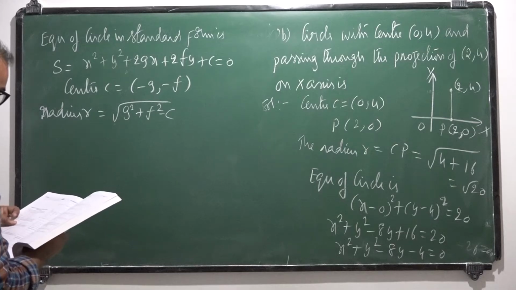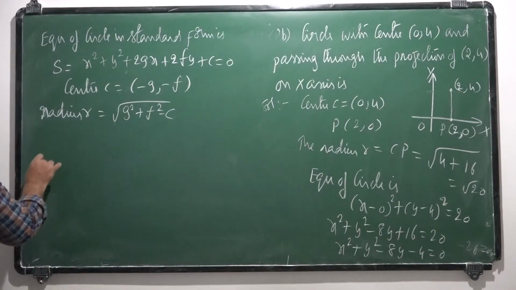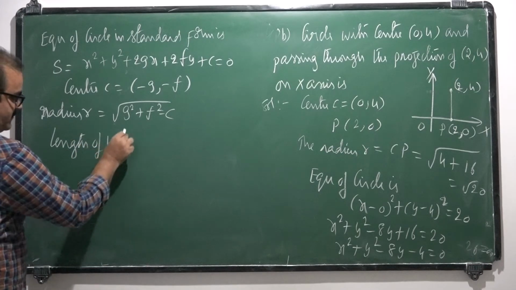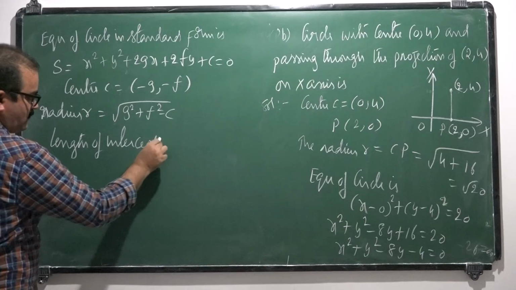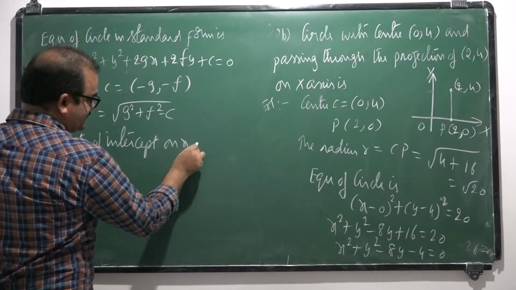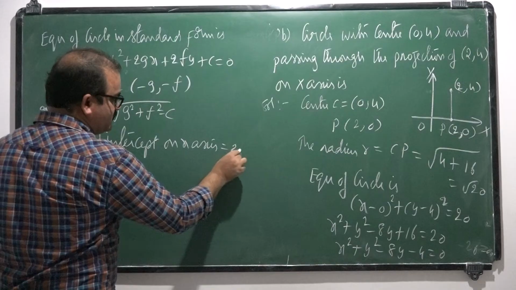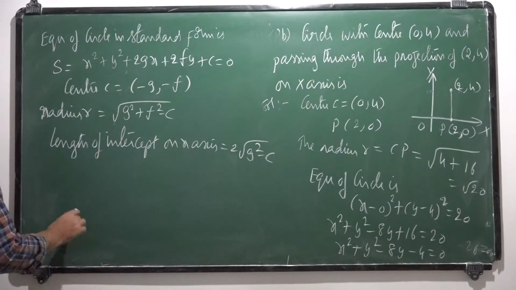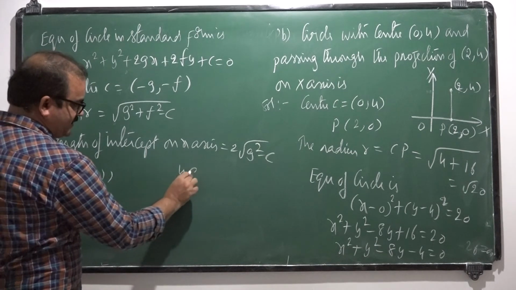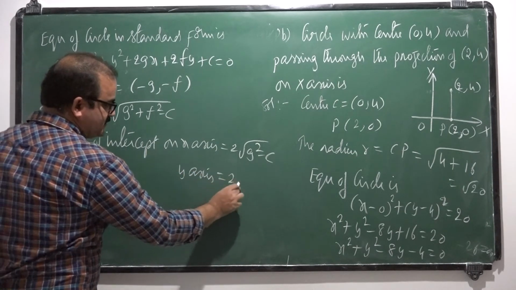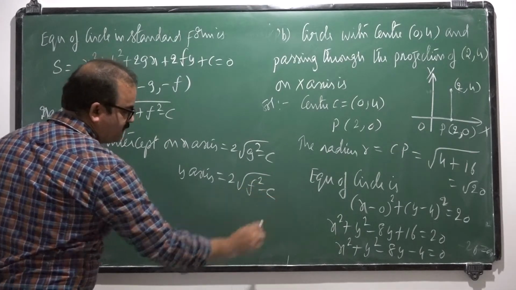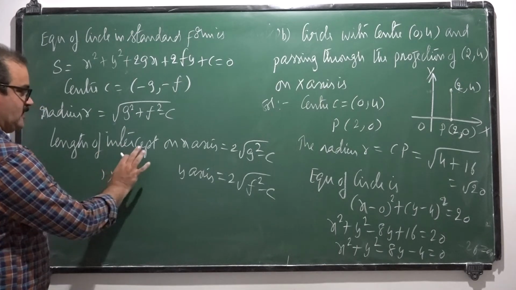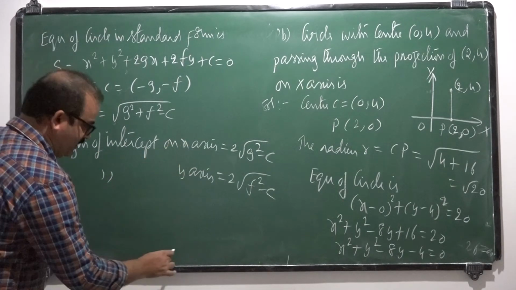And the length of the intercept on the x-axis is equal to 2 into root of g² - c. Similarly, the length of the intercept on the y-axis is equal to 2 into root of f² - c. Now we discuss what is meant by the length of the intercept on the x-axis and y-axis.